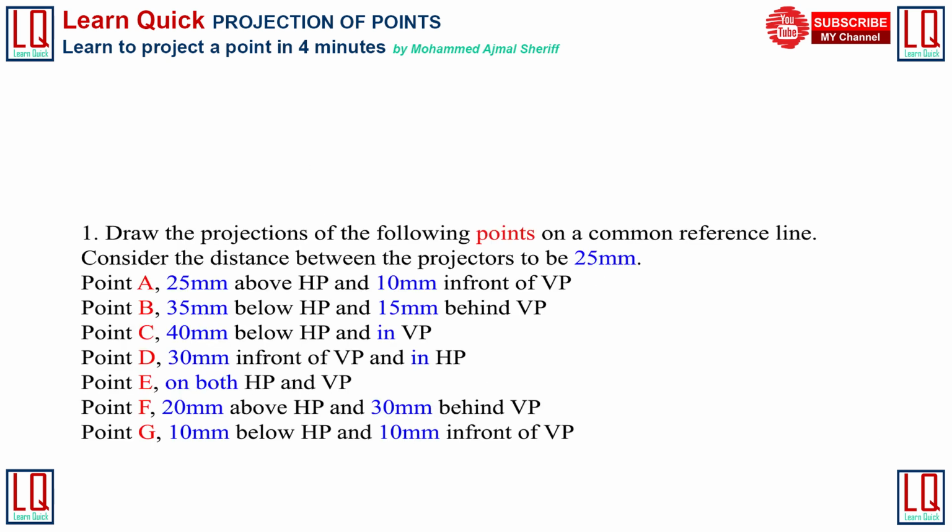Here I have 7 points A to G to be projected by placing them in any of the 4 quadrants. Let's project them one by one.